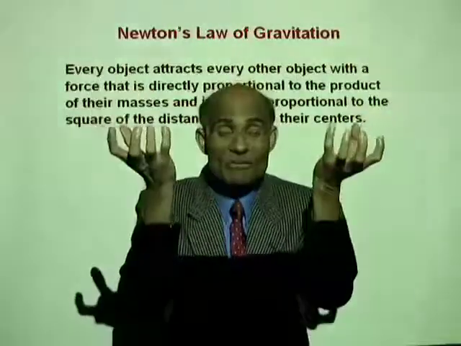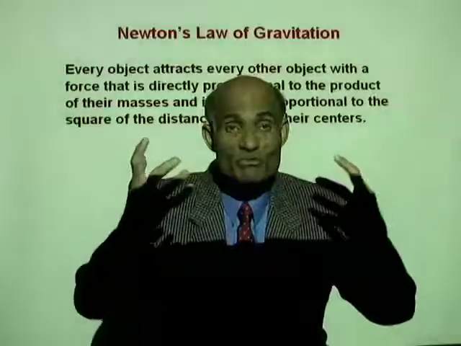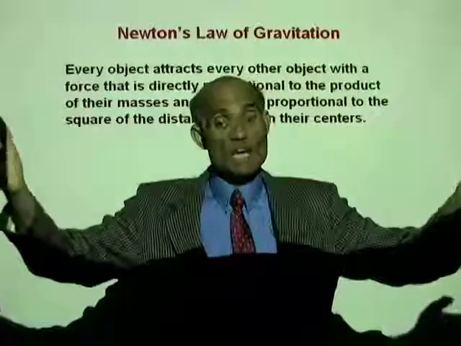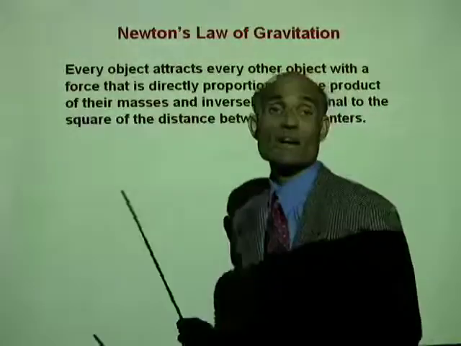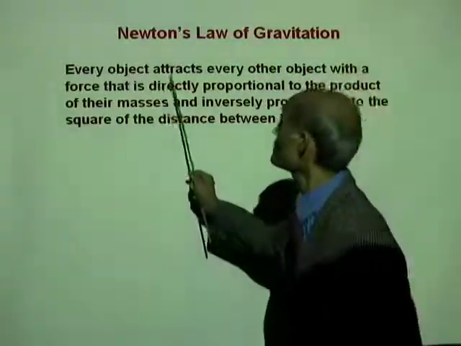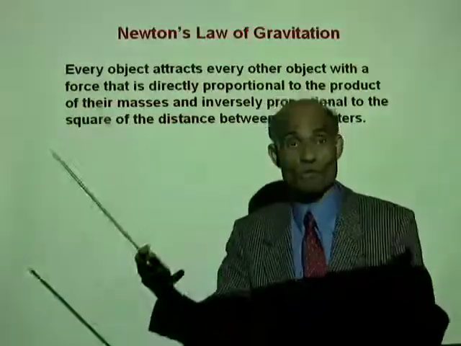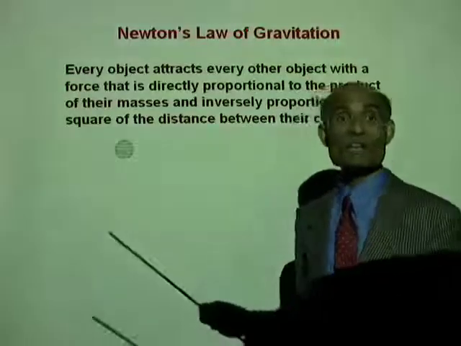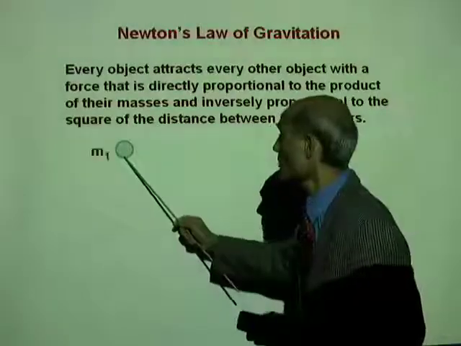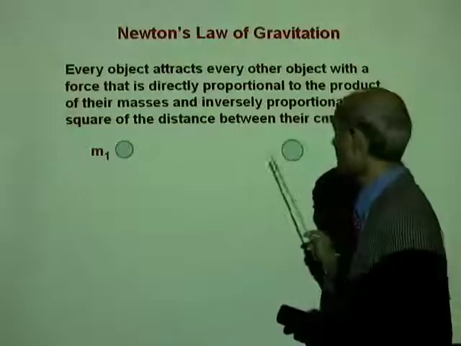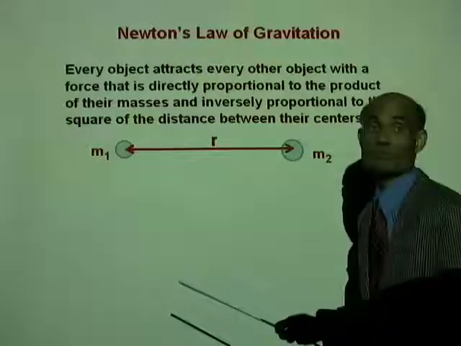The greater the masses, the greater will be the attraction between the two objects. The greater the distance between the objects, the lesser will be that force. Can you represent this as a mathematical statement? The force between two objects is directly proportional to the product of their masses and inversely proportional to the distance between their centers. Here I have a mass m1, another mass m2, separated by a distance r.